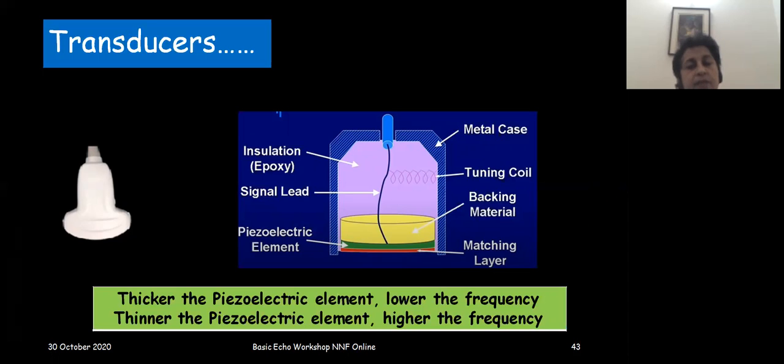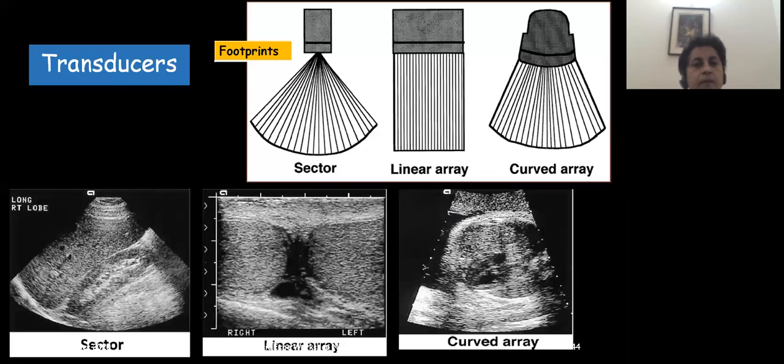It's called lead zirconate, and at the back of it, it has a backing material which damps down waves. This is the whole structure of the transducer. Now the transducers have a particular footprint. The footprint is the amount of its contact with the baby's skin and the image that it produces.